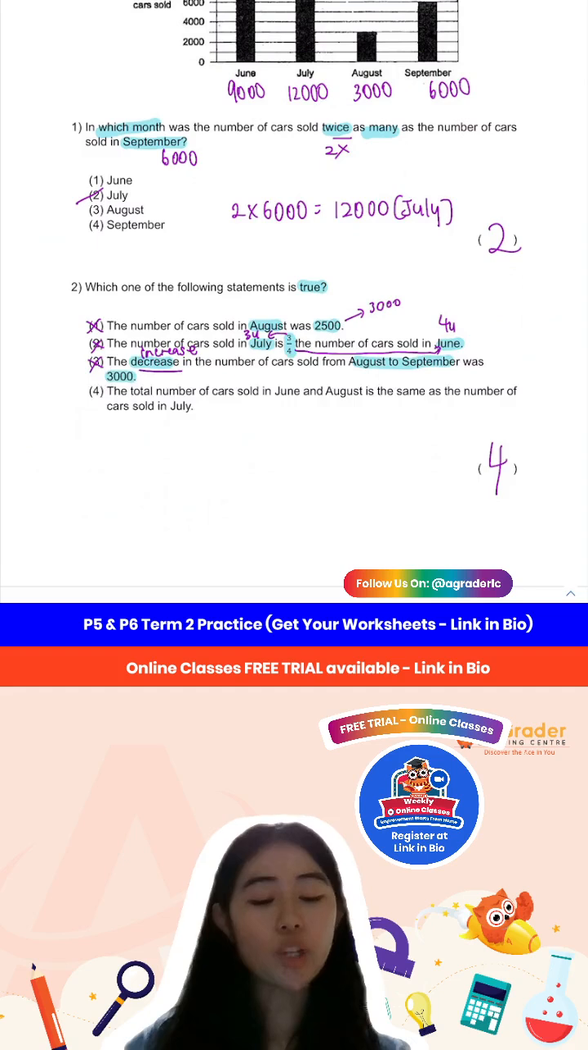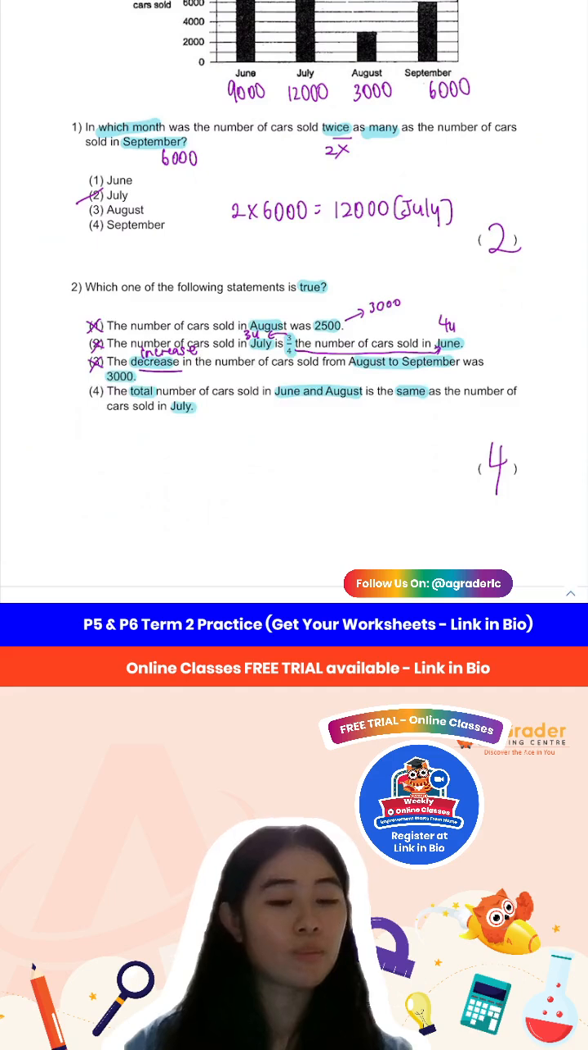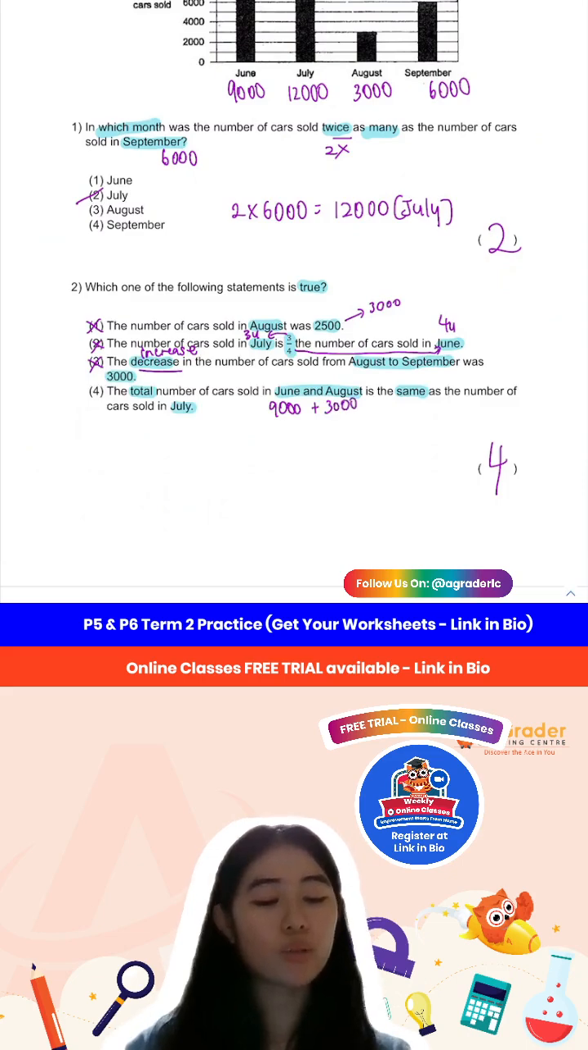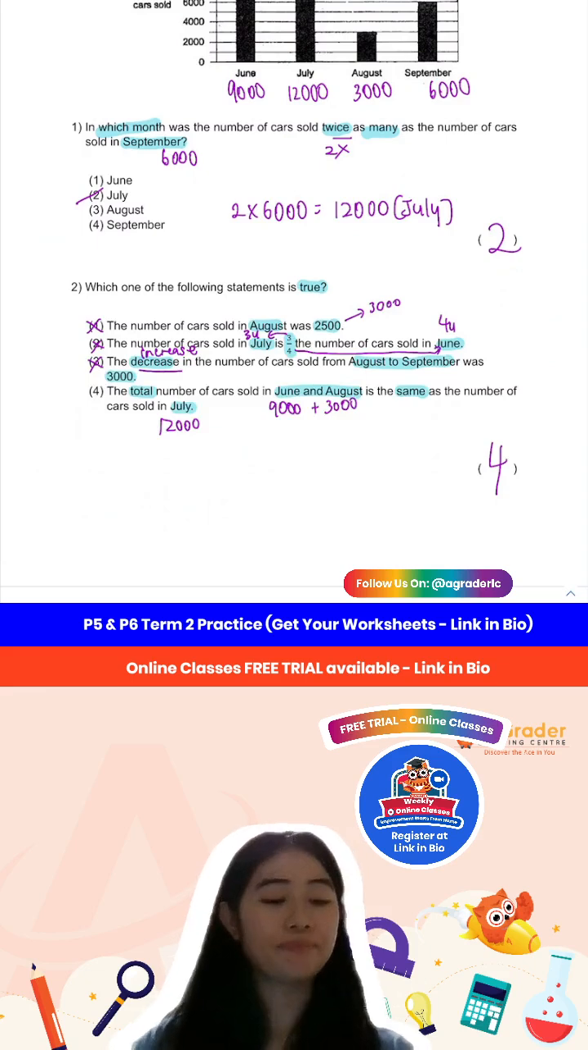So let's double check option 4. Option 4 says that the total for June and August is the same as July. Okay, so let's add up June and August. June is 9,000. August is 3,000. So is that the same as July, which is 12,000? Yes, it is. Okay, so you can prove that statement 4 is true. Okay, so just double check your answer.